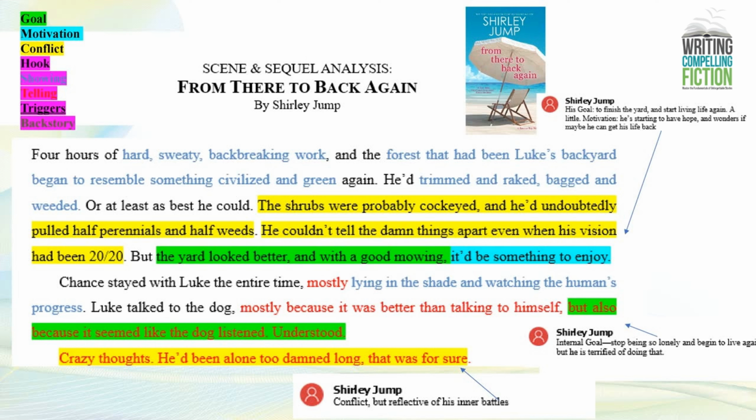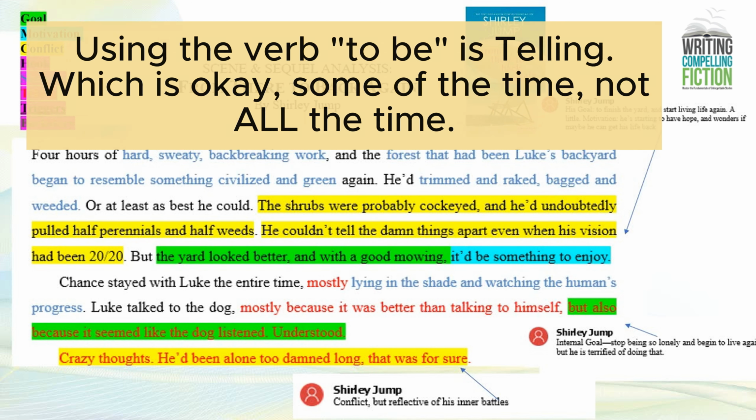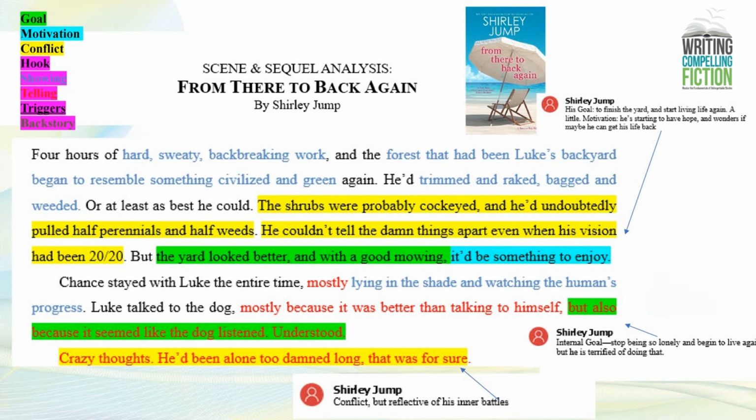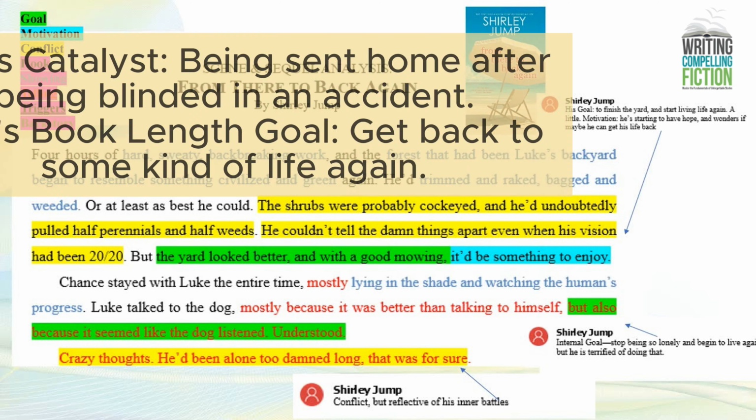Now he's excited because he's creating something he can enjoy. And when he talks to the dog, there's a stray dog in this scene, he does it because the dog seems to listen and understand. And when I have that line in there, that's telling, because I'm using the verb to be. In his head, he thinks crazy thoughts, he'd been alone too long. So this is conflict for him. Like, yes, the dog is giving me some kind of help, but now this is a crazy thought because I've been alone. Oh, let me tell you how that works into the entire book length goal.